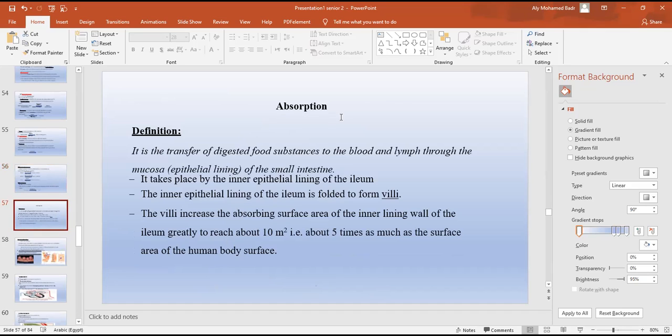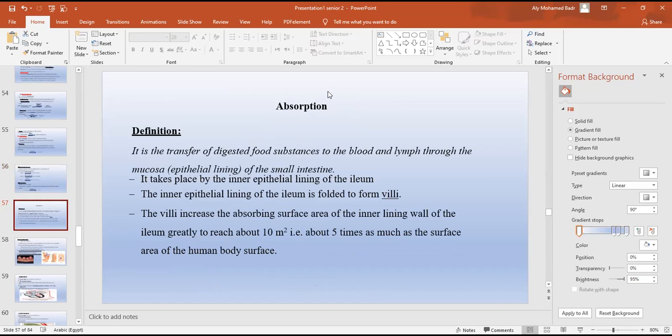And then let's talk about the absorption. After the food reaches the small intestine, in the upper part of the small intestine, which is the duodenum, it will then go to the lower part of the intestine, which is called the ileum, where absorption takes place.